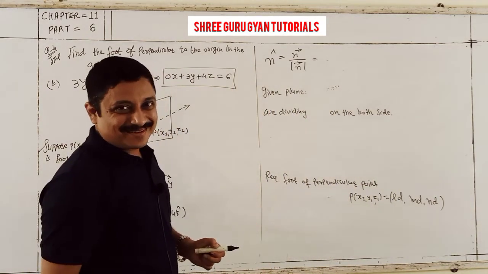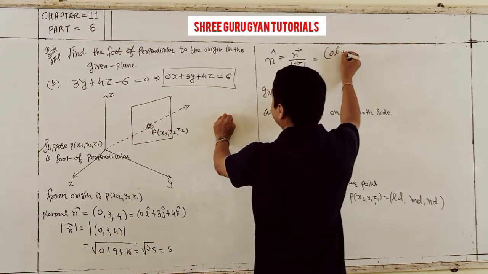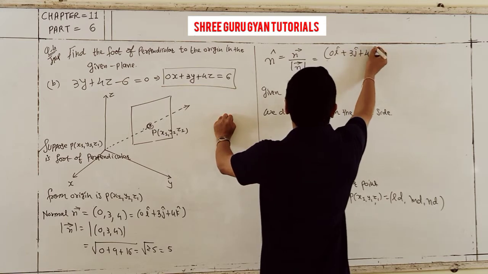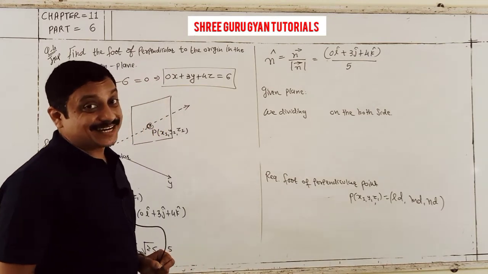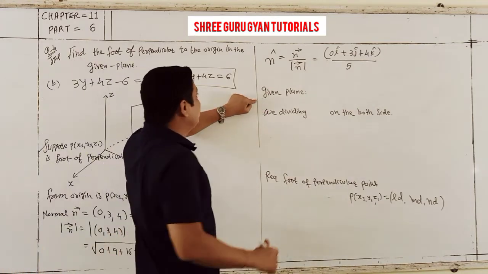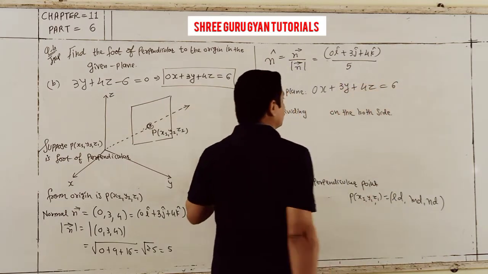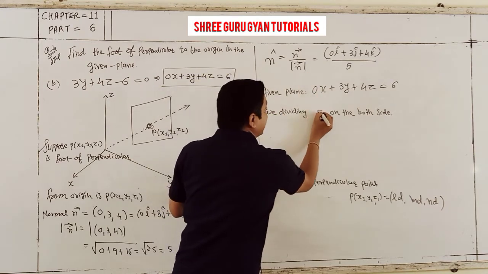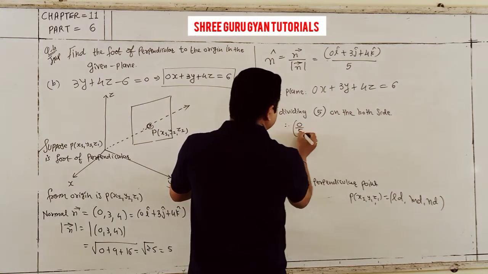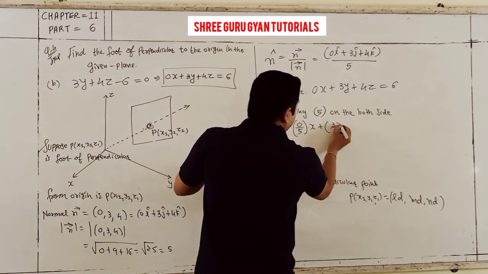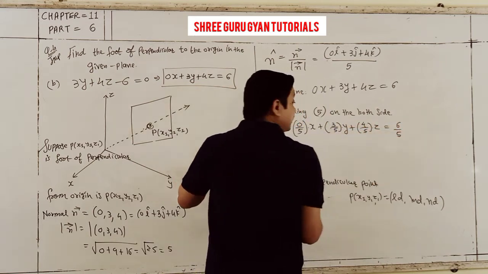Other points are same. So n cap, which is n bar, is 0i, 3j, 4k, and what is the n modulus? 5. That's why your direction cosine is ready for downwards 5. So the given plane I have is 0x plus 3y plus 4z is equal to 0. We divide 5 on both sides. So 0 by 5x, 3 by 5y, and 4 by 5z is equal to 6 by 5.